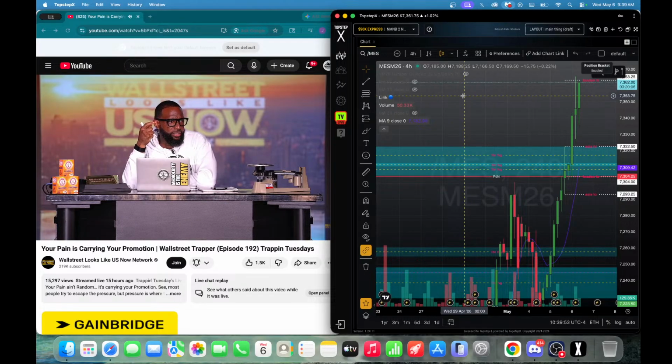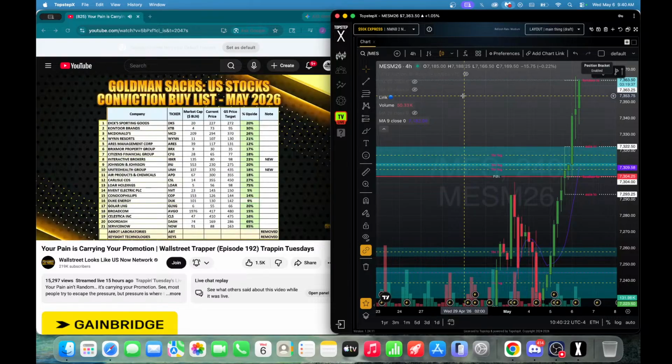Dick's Sporting Goods, Contour Brands, McDonald's, Wynn Resorts, Citizens Financial Group, Interactive Brokers. I like Interactive Brokers on the list. United Health Group has been rallying. Air Products, don't sleep on APD. I told y'all about that a while back. Carlyle Group, not mad at that. ConocoPhillips, not mad at that. Duke Energy, not mad at that. Broadcom, Celestica, CLS, we in that play. ServiceNow, I'm kind of skeptical about.